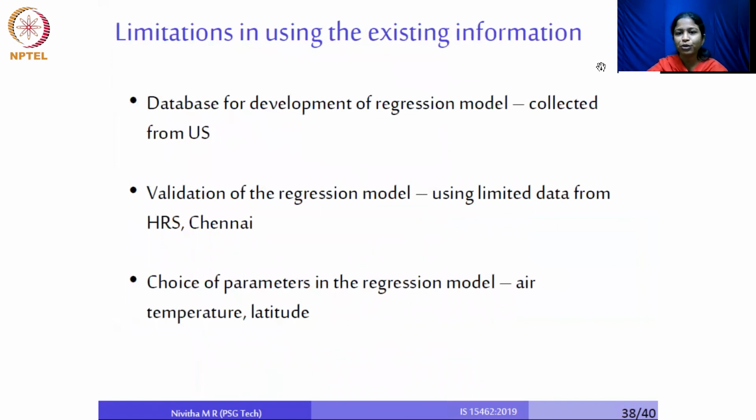So what is the limitation in using the existing information? Like I said, the database for development of the regression model was from the US. The validation was done only by using one set of data collected by the Highway Research Station in Chennai. And like I said, for the choice of parameters in the regression model, we used only air temperature and latitude, but other parameters could also have significant effect. We don't know. For Indian conditions, we have to check the sensitivity of different parameters, right?